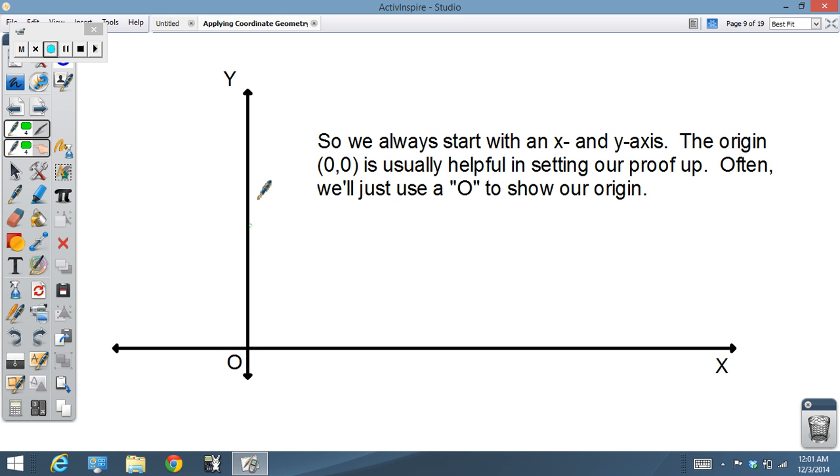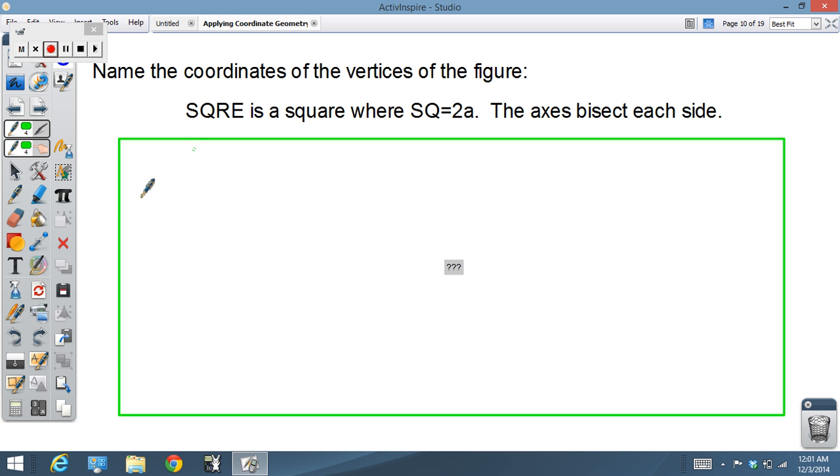Now, first of all, I'm going to start with coordinate proofs. We don't put any numbers on them. We're just going to use an x-axis and a y-axis and the origin and go from there. Again, all of our points are totally undefined since we're only going to be using variables, no numbers. All right, so here's a little practice example.